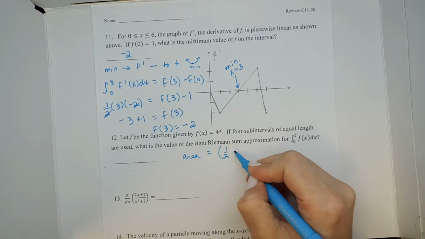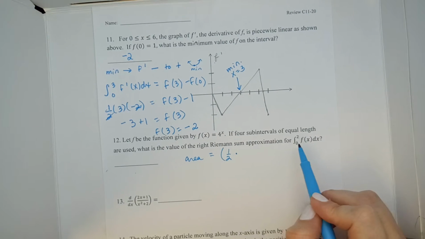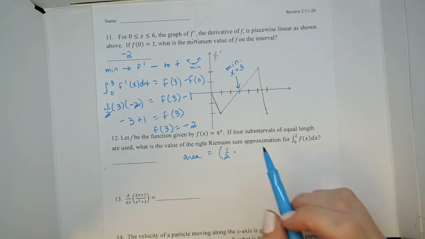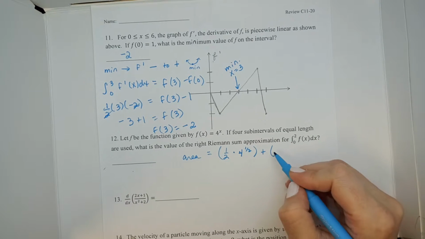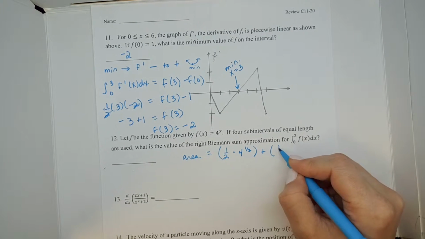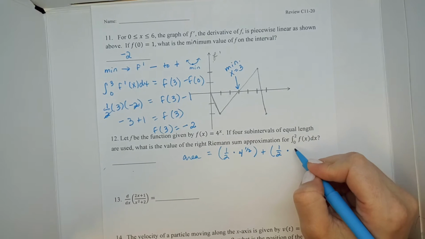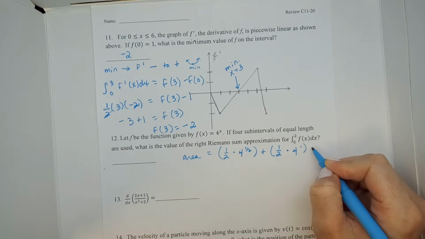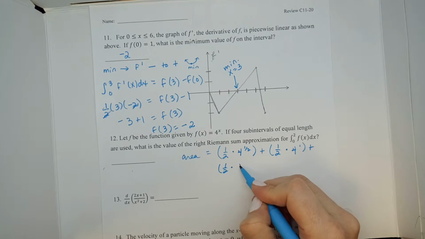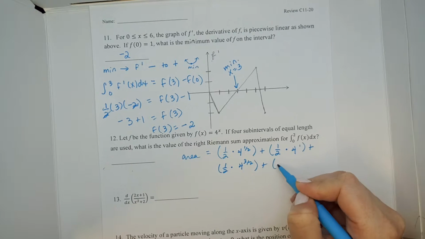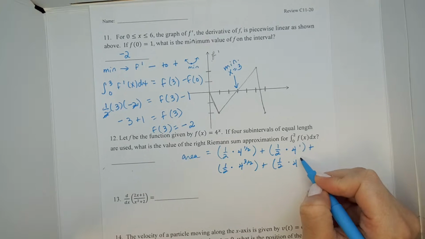Now to find the height of the first rectangle, all I would need to do is plug in 1/2 to 4 to the x. So we'd have 4 to the 1/2, and that's the area of the first rectangle. The area of the second rectangle would be, again, 1/2 for the width times, now this time we'd be at 1, so 4 to the 1, plus 1/2 times 4 to the 3/2, plus 1/2 times 4 to the 2. So we have 1/2, 1, 3/2, and then 2.